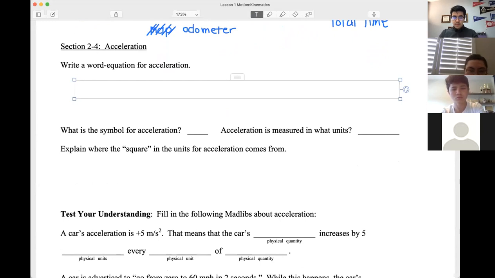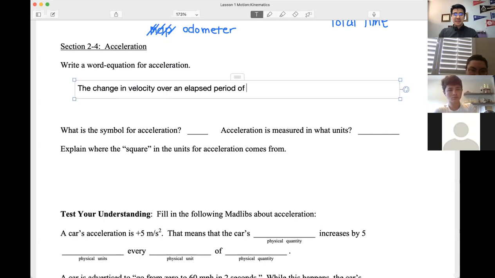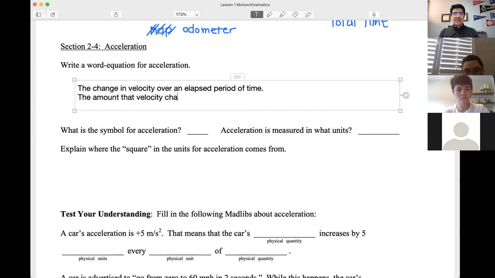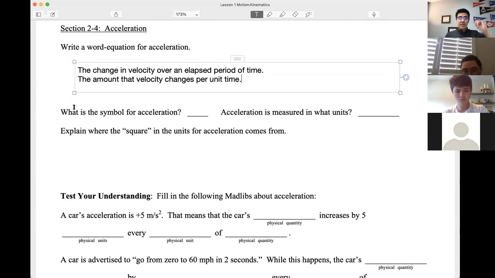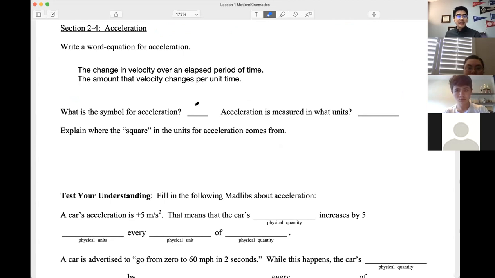It's the velocity over time. The change in velocity over an elapsed period of time. The amount that velocity changes per unit time, right? So we want to think about the idea of change. Same with speed earlier, right? The total distance, or I guess the change in displacement over time works for velocity too, right? Here, the acceleration, a, easy, right?